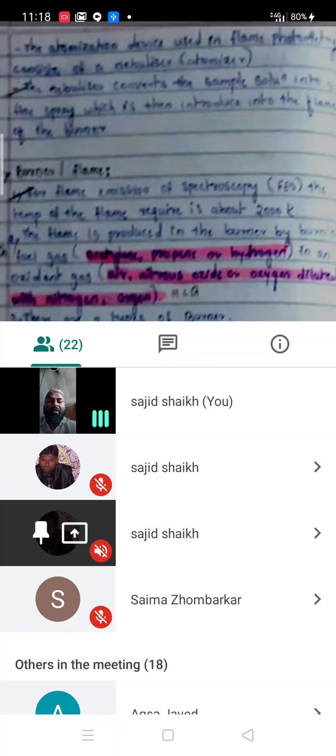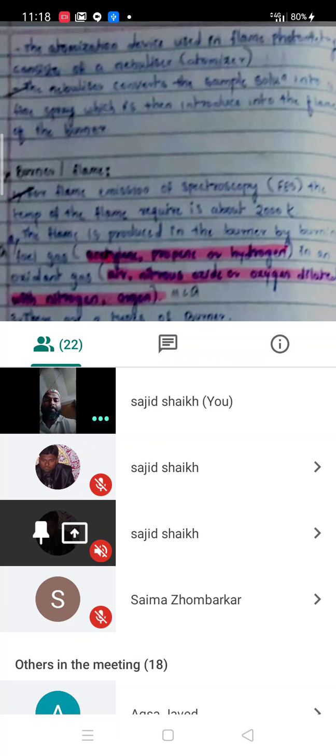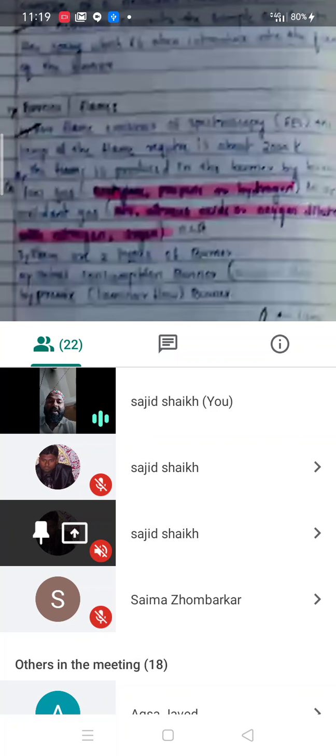Which fuel gases are used? The highlighted things are there. You can see acetylene, propane, or hydrogen. And the oxidant gas is air, nitrous oxide, or oxygen diluted with nitrogen, or simply oxygen. It may come in the MCQs. It is very important.